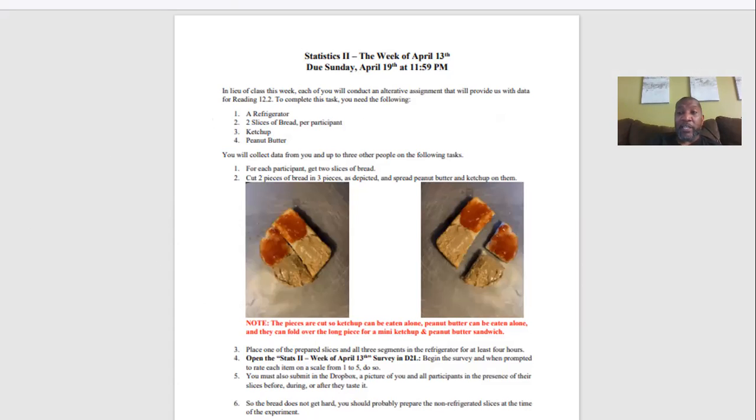But that other piece of bread that you would cut up, you would put in the refrigerator for 4 hours, right? So you get your, I'm gonna say your mother, the individual who's doing this. Your mother must eat the piece of ketchup that's room temperature, the piece of peanut butter that's room temperature, the peanut butter and ketchup sandwich that's room temperature. Then they go to the refrigerator, pull out the ones that have been in there for about 4 hours, and then you got to eat the version that's cold, right?